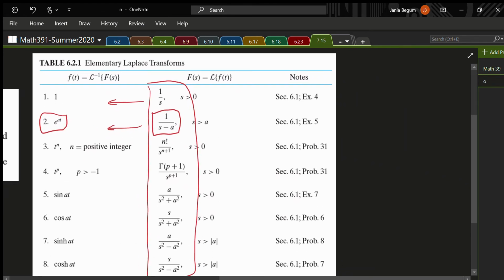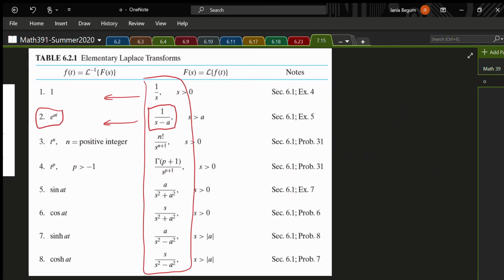So here's the table. Now we're looking at the first column. So sine of at is right here. So the Laplace transform of that is right here. So it's a over s squared plus a squared. Okay, so that's something, again, that will be given on the table.